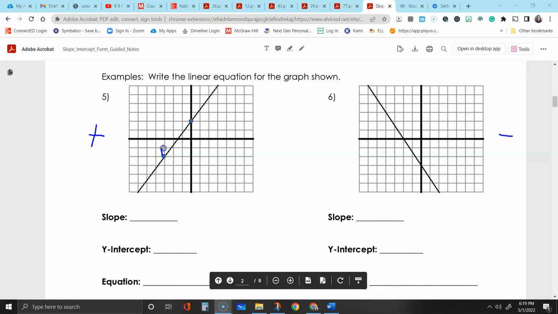Let's count up. 1, 2, 3, 4. So we know 4 is our rise. Our run is 1, 2, 3. So 4/3. Where does it cross the y? At our x is 0. Our y-intercept always has a 0 x, and then we go up 2.